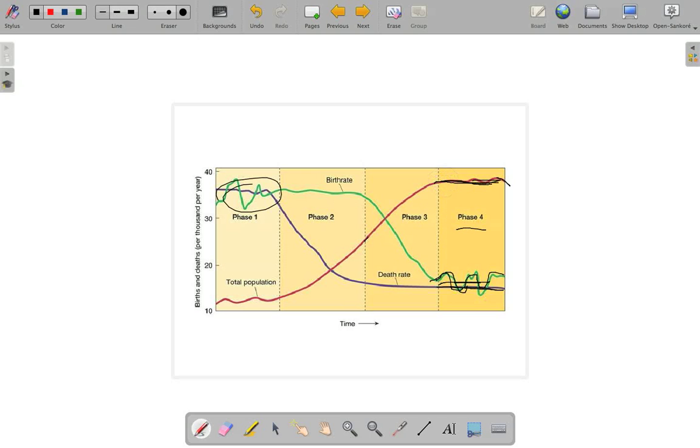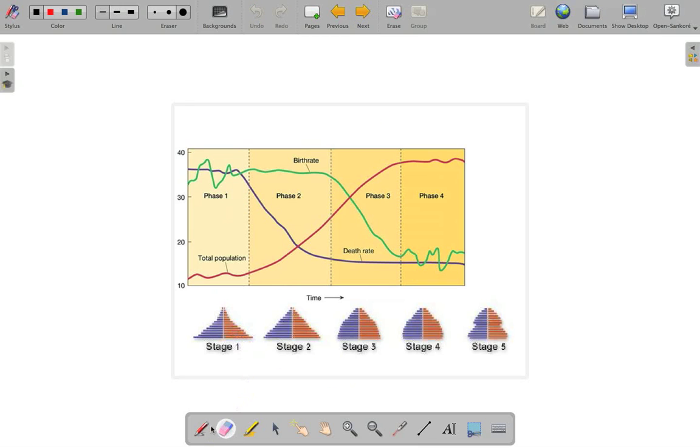but it's stable. Okay, let's look at what this graph would look like if we used population pyramids, right? So let's look at these. Here's the population pyramid for phase 1, stage 1, same thing, right?